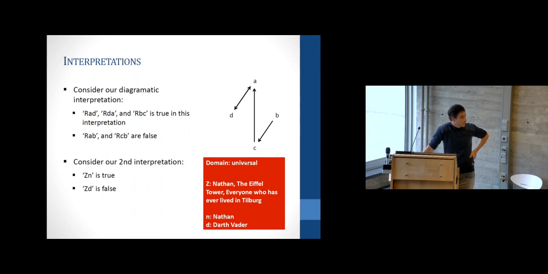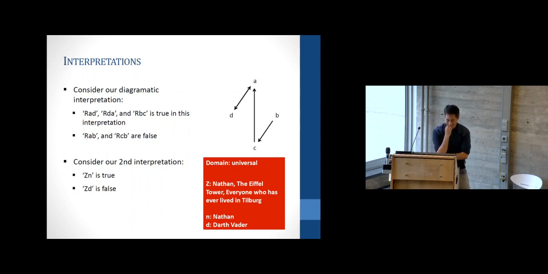And here's a different interpretation. I specified the extension of the predicate Z, and I gave two names. So we have a unary predicate Z here. ZN is true. Why? Because the name N refers to Nathan, and Nathan is part of the extension of Z. Likewise, ZD is false because the name D refers to Darth Vader, but Darth Vader does not fall under the extension of Z.